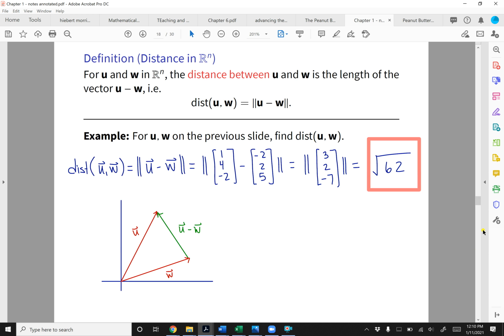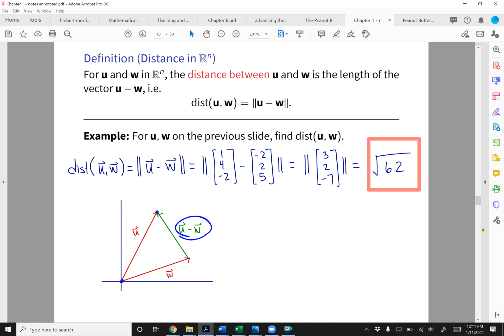The idea is, what's the distance between two vectors? If you start their tails at the same spot, then you look at the distance between where their heads are, so the ends of the arrows. So you can find the vector that goes from one to the other. It doesn't matter which way you go, that length will be the same. So you start their tails at the same spot.